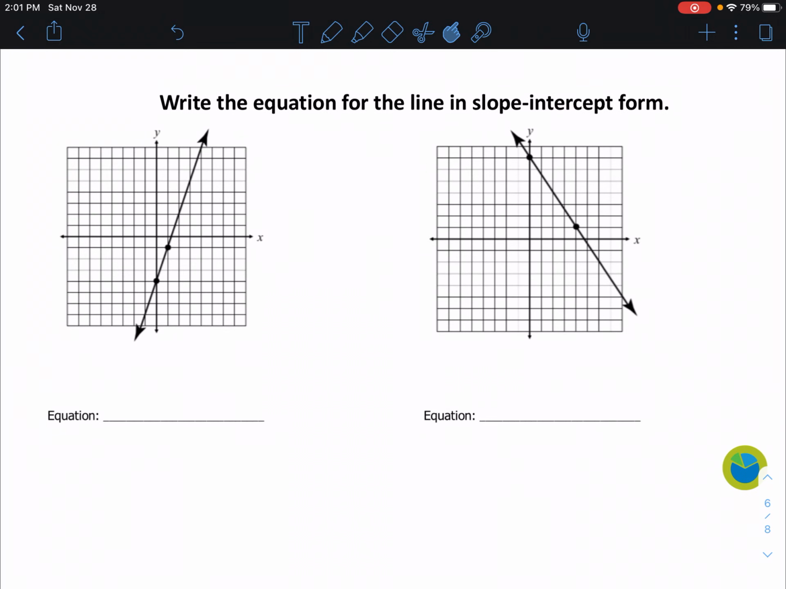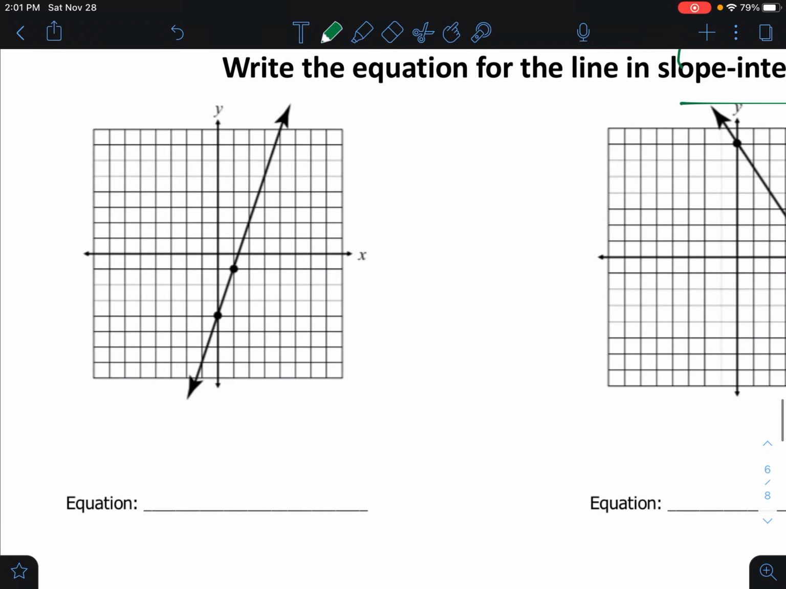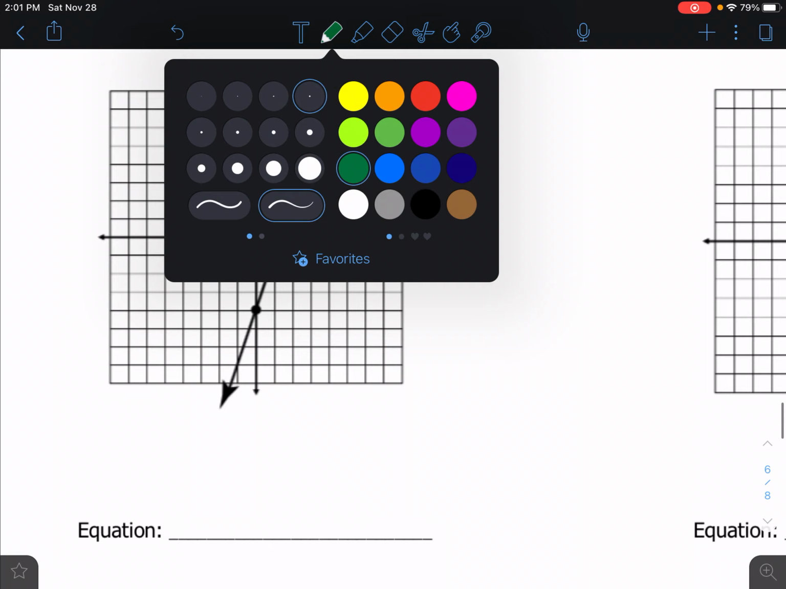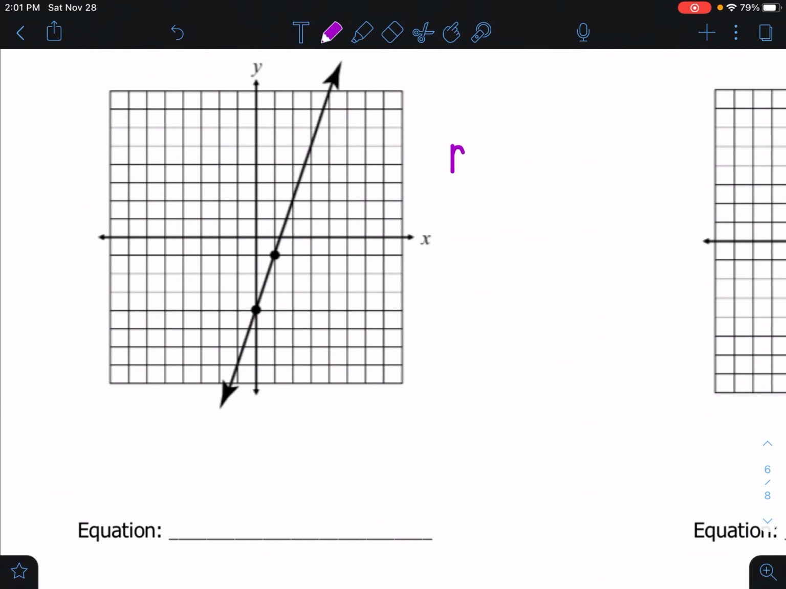So here it says write an equation for the line in slope-intercept form. The first thing you should be thinking when you see slope-intercept form is y equals mx plus b. In order to figure out what those are, you need m, the slope, and b, the y-intercept. So we're going to do that. Let's find m of this line.